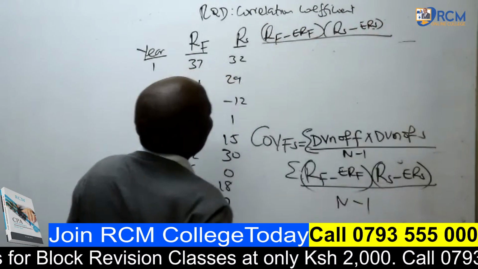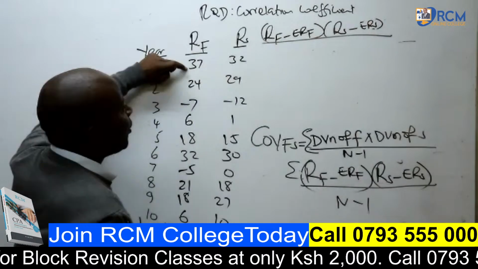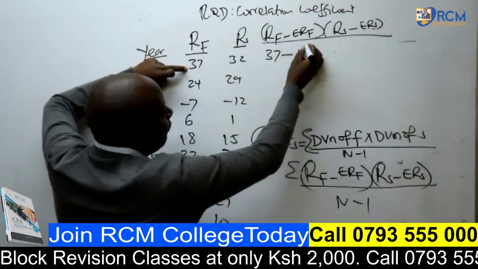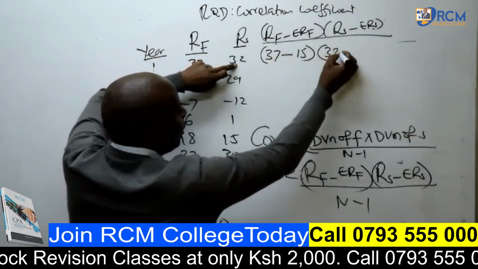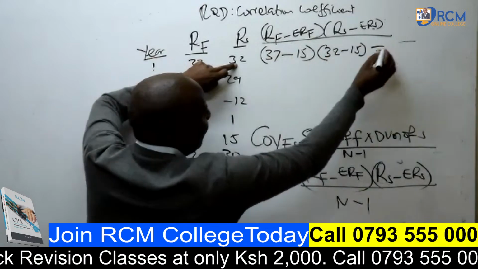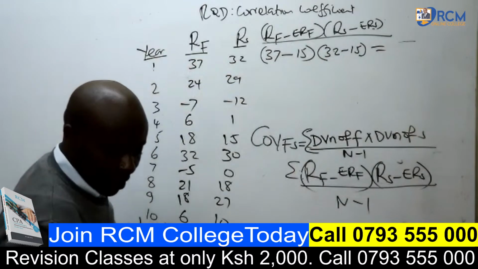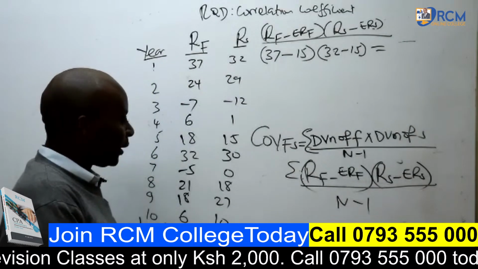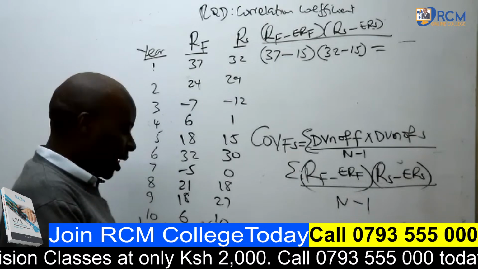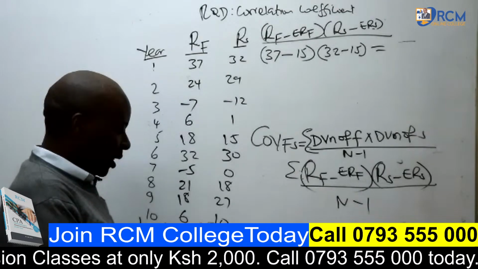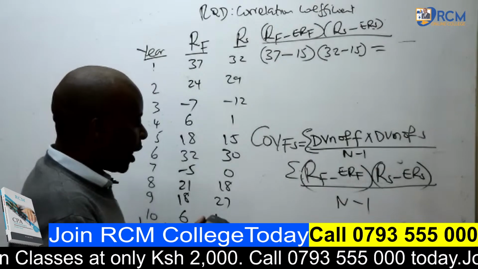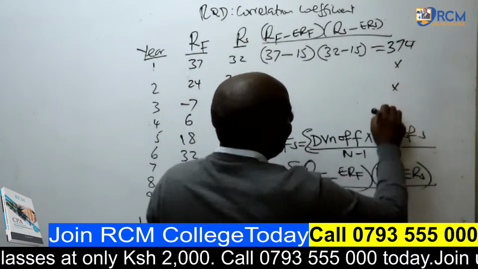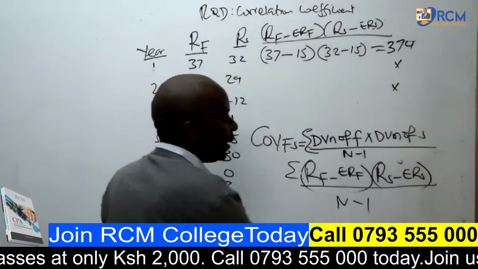So I'll create a column here. We start with RF, which is 37, minus ERF, you gave me a figure of 15, times RS, which is 32, minus 15, and then I say equals. The first figure will be open brackets 37 minus 15 close brackets times open brackets 32 minus 15 close brackets equals 374.